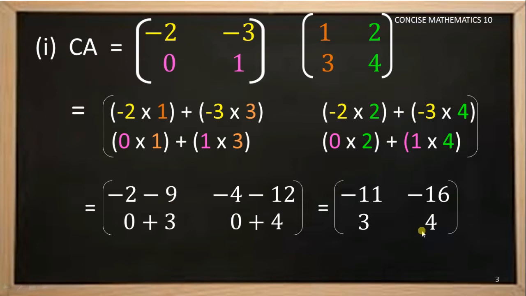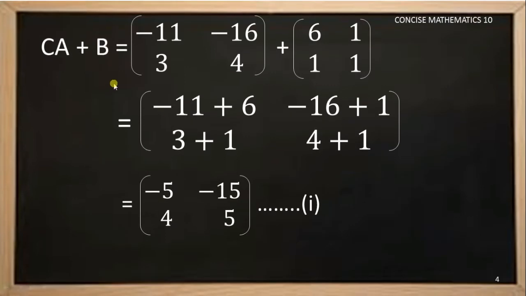In the next step, consider CA, the product, as one single matrix. Add the corresponding elements of CA with the corresponding elements of B. That is nothing but CA plus B. So let us consider the first element. Minus 11 plus 6 is equal to minus 5. Second element, minus 16 plus 1, that is equal to minus 15. And the third element, 3 plus 1 is equal to 4. And the fourth element, 4 plus 1 is equal to 5. So now we have solved the first sub-question, that is CA plus B.